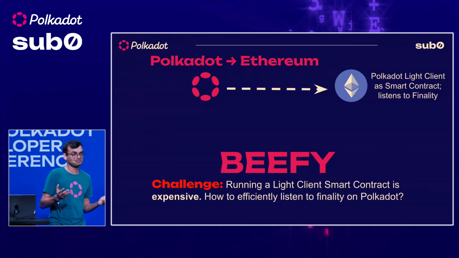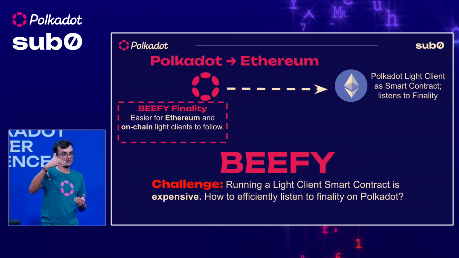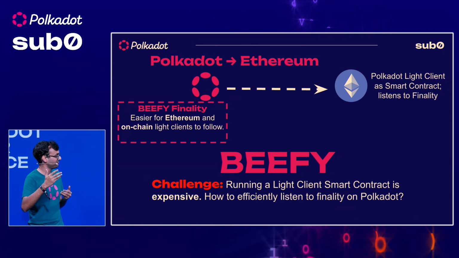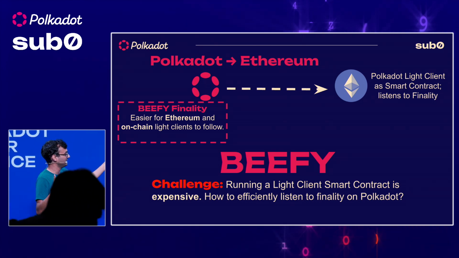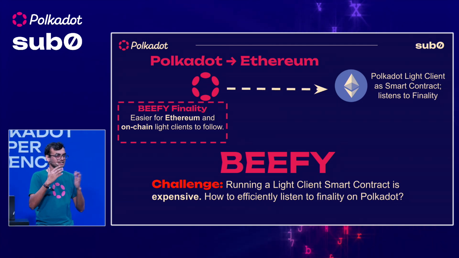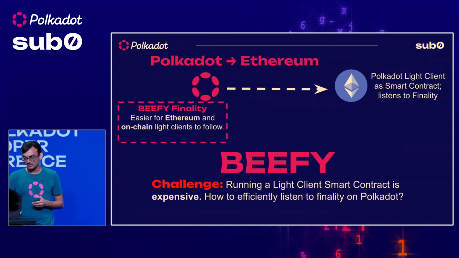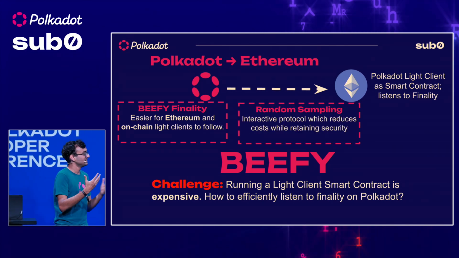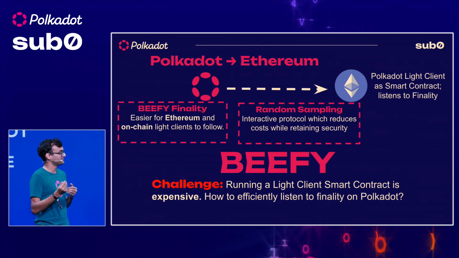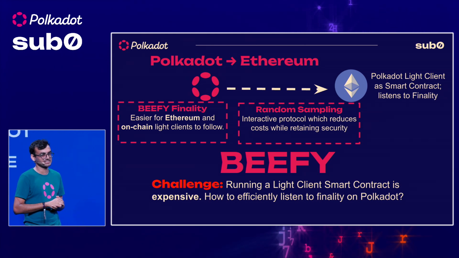So the way I look at it, Beefy has two components. One of them is a secondary layer of finality on Polkadot itself. So this is basically an additional layer of finality on top of Grandpa, which just makes it easier for Ethereum and other on-chain light clients to follow it, right? So making it more compatible for Ethereum to follow the finality. And the other component is actually this random sampling technique. It's basically an interactive protocol which reduces the costs of running the bridge while still retaining security, right?